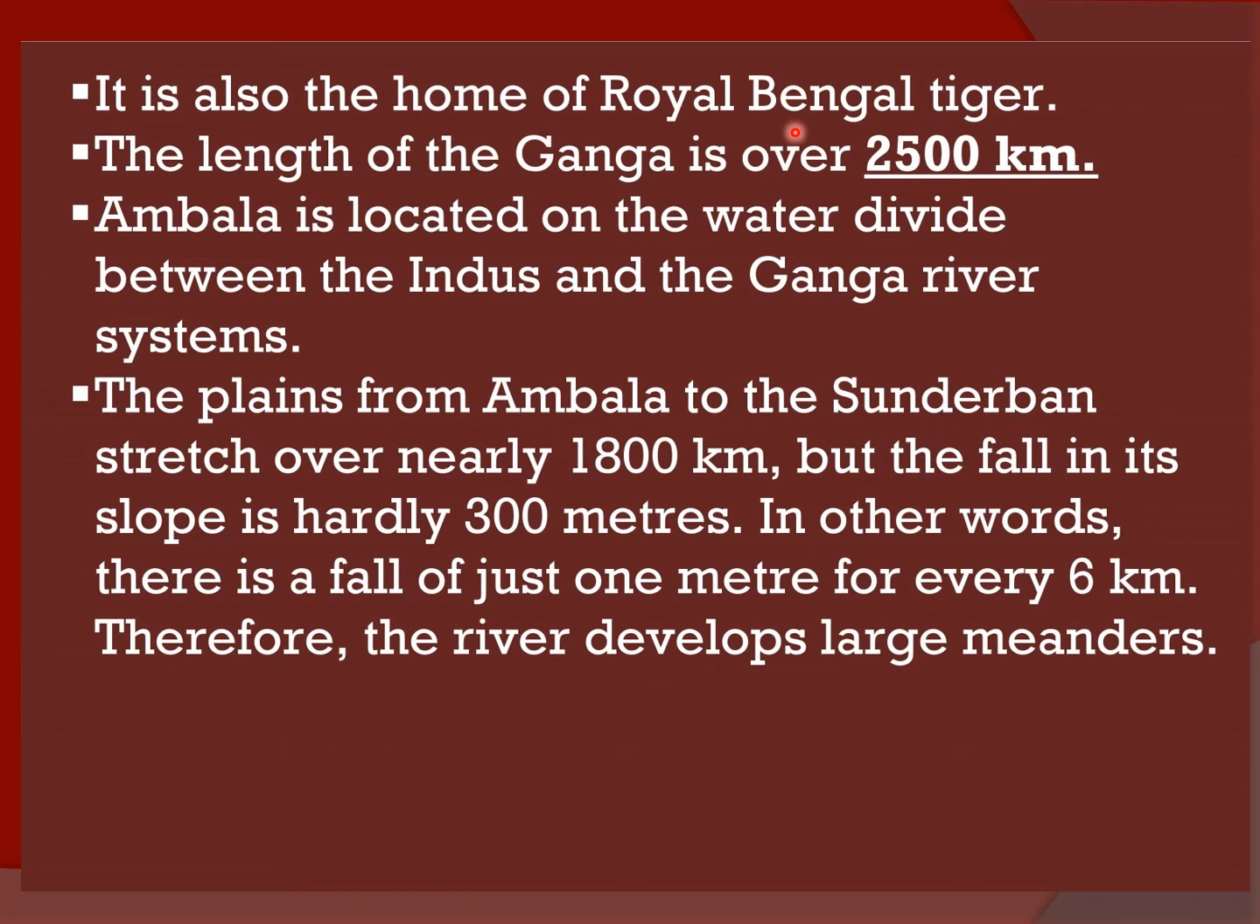The Ganga is slightly shorter than the Indus at around 2,500 kilometers. Between these two river systems, we have the water divide of Ambala. So basically, Ambala is a highland which separates these two river systems. And the plains from here to the Sundarban stretch over nearly 1,800 kilometers, but it does not have too much fall in the slope, only around 300 meters. So you do the math, that'll be a fall of 1 meter for every 6 kilometers. With such a less slope, the river develops large meanders.